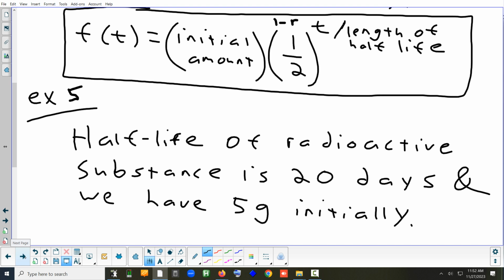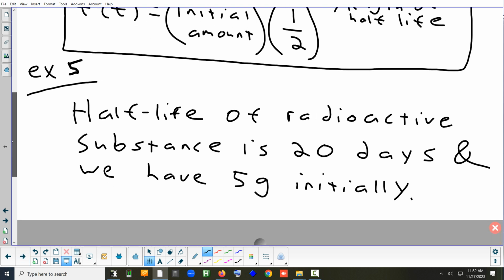And you kind of estimate it. After 20 days, you're going to have 2.5. After another 20 days, you're going to have 1.25. And then once you get half of that, you're going to be under 1. So it's somewhere between 40 and 60 days. Well, let's see if we can figure it out.